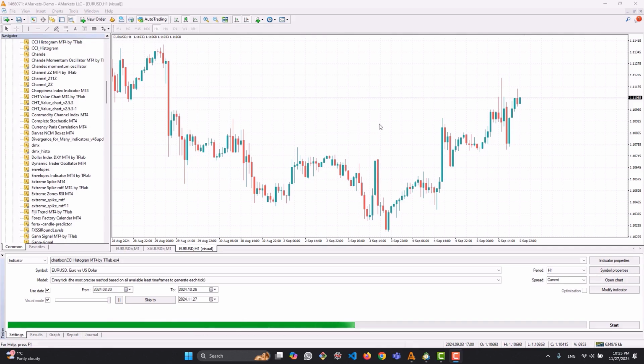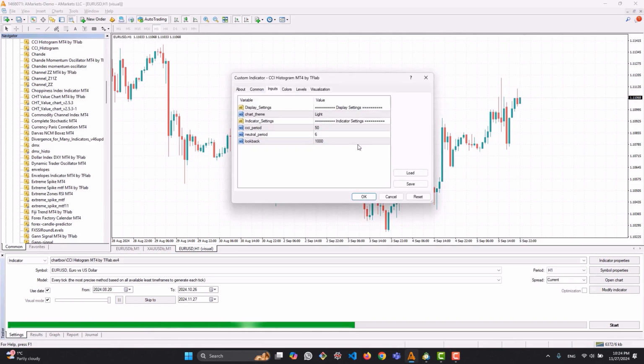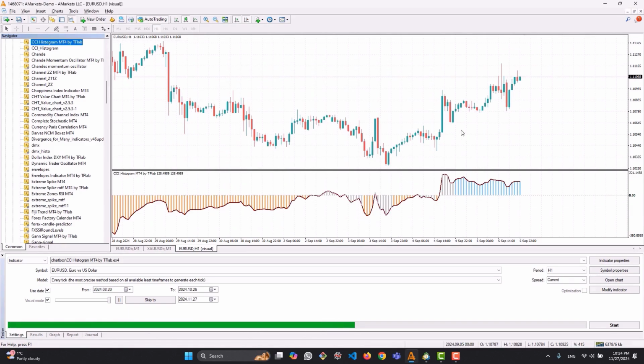Hello. In this video I will be reviewing the CCI Histogram Indicator on the MetaTrader 4 and MetaTrader 5 platforms. This indicator is an upgraded version of the CCI indicator which, in addition to the CCI line, also displays histograms that can help us in identifying trends.